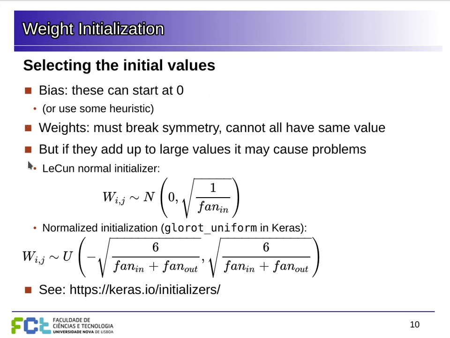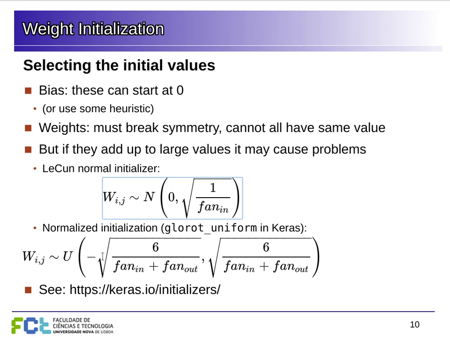For example, this LeCun normal initializer initializes the weights drawing from a normal distribution that has a mean of 0, so it's negative or positive numbers, and the standard deviation is the square root of 1 over the number of inputs coming into the layer. And this is one heuristic way of selecting values for initializing the weights.